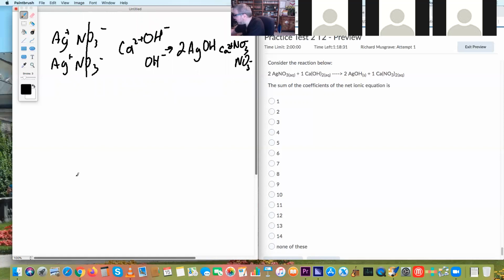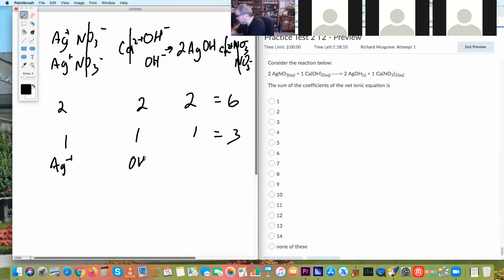Now these cancel. The NO3s cancel and the Ca's cancel, and all we're left with is just the others. So it'd be 2 and 2 and 2, which is 6. But because this could balance out, 1 and 1 and 1 is equal to 3. That would be fine too. It's the Ag plus, and if we just divide everything by 2, and AgOH solid. So that would work as well.